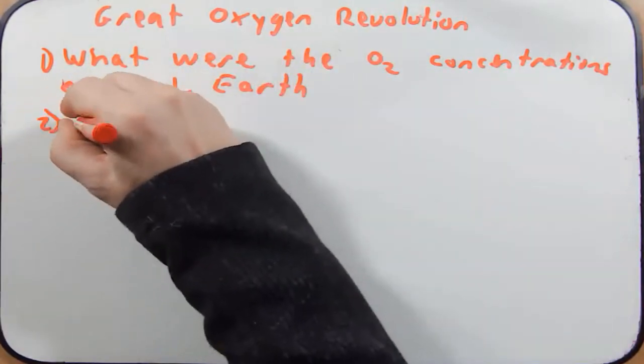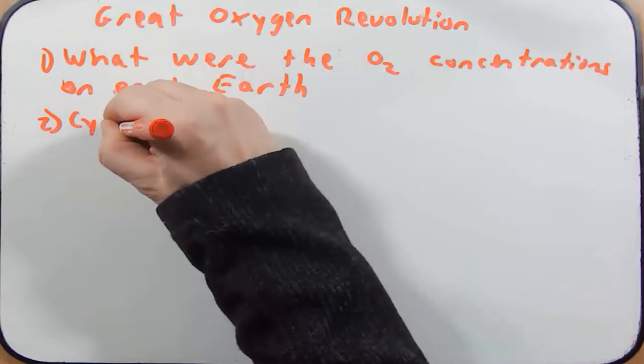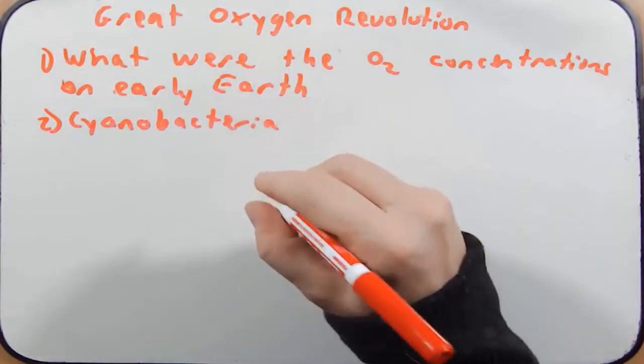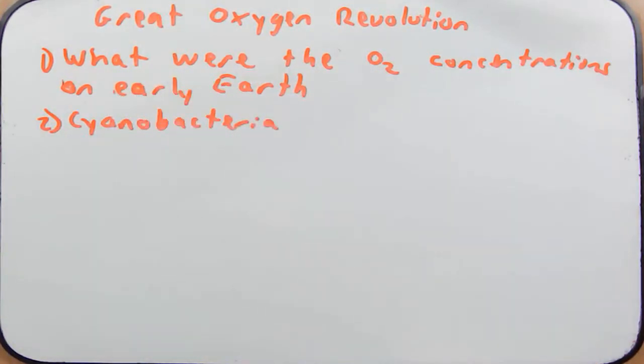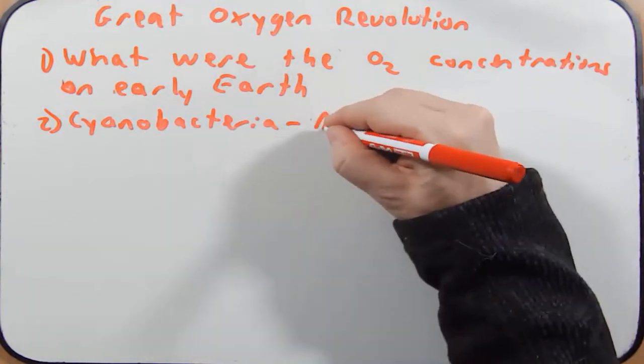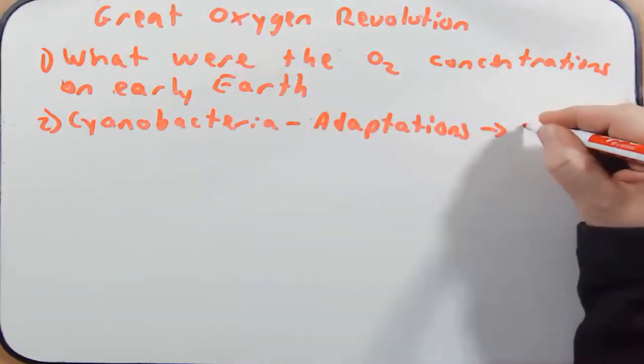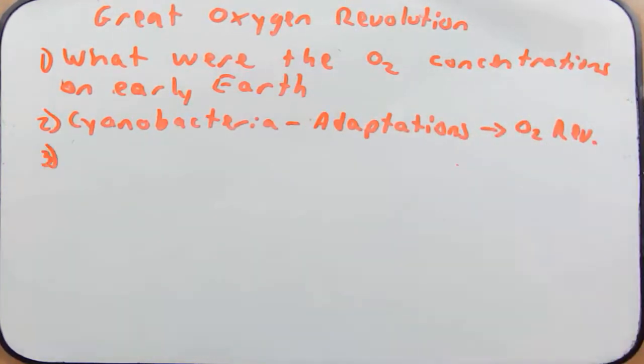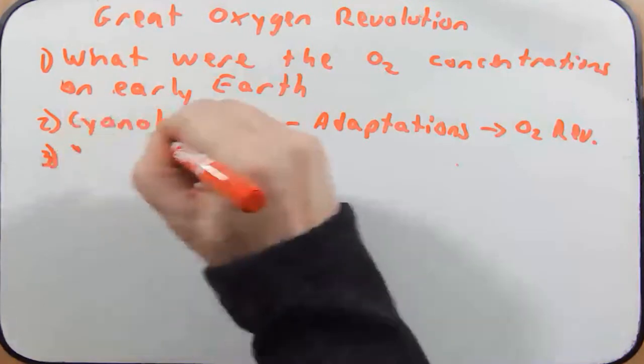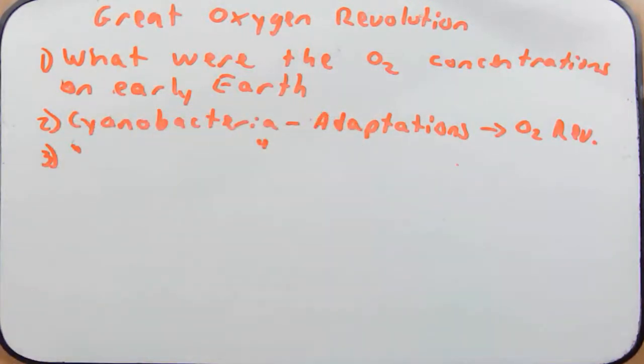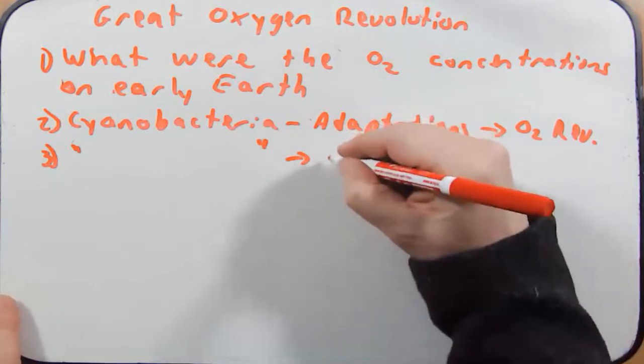And then I want you to think about cyanobacteria again. Cyanobacteria keeps popping up. It turns out to be an incredibly important bacterium. For this point, though, I want you to think about its adaptations that led to the oxygen revolution. And next, how cyanobacteria and its ability to make oxygen led to the first and perhaps the longest ice age on Earth.